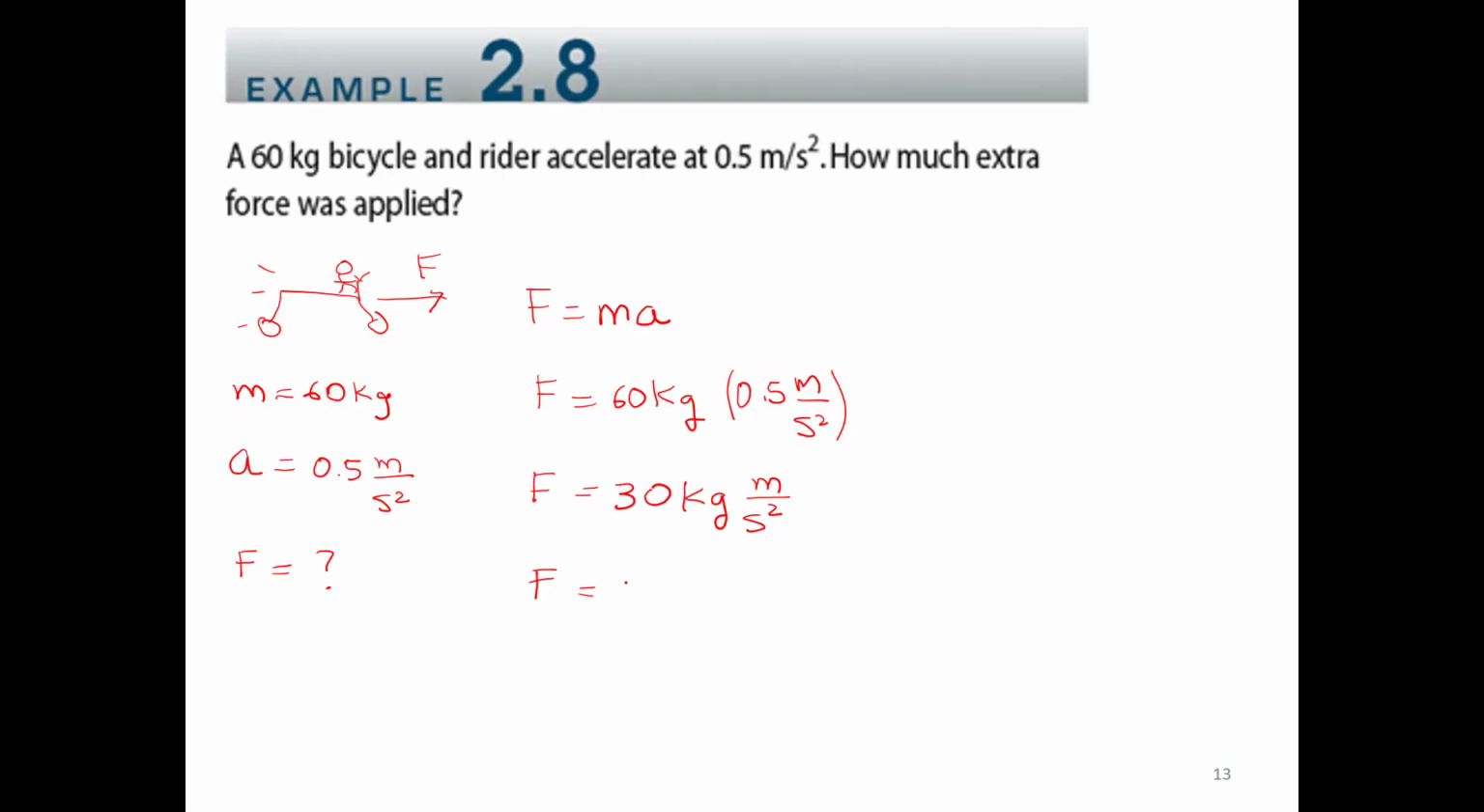Then we have here 30 newtons and one significant digit. Yes, we had one significant digit. Don't forget newton equals kilogram meters per second squared, 1 newton. And the force applied to the bicycle plus the rider is 30 newtons.